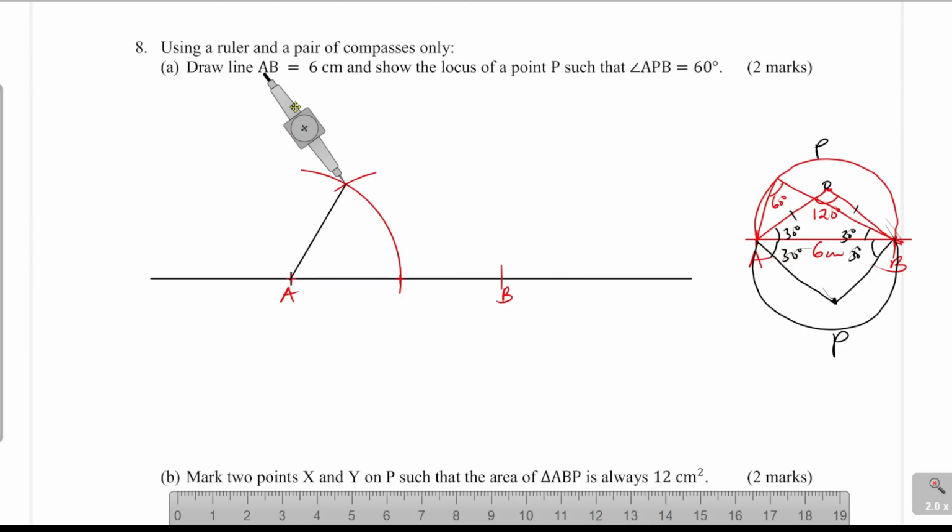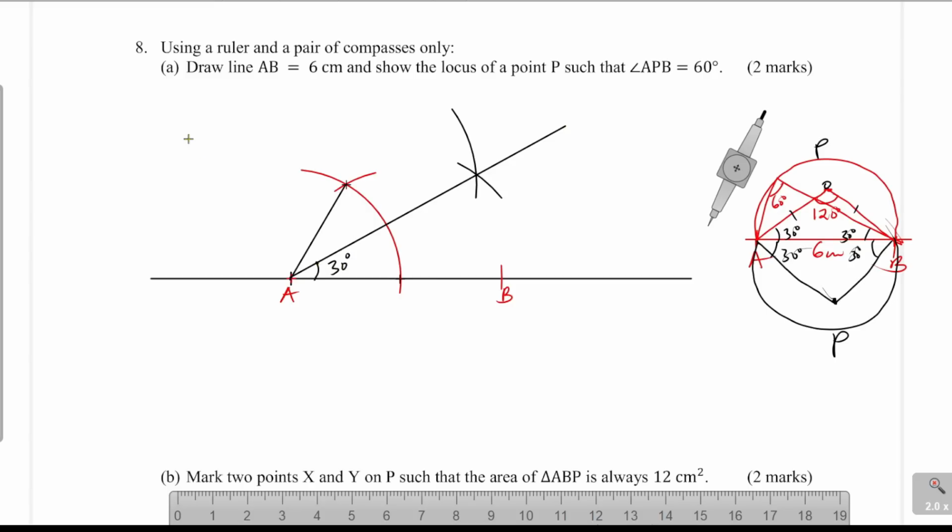So how do I bisect? I stand at this point here, arc, using any suitable radius of your choice. You can mark an arc there and then stand at this point here, then cut that arc. Then from there, you can draw a straight line from A to the point of intersection. So that angle is 30. So you've constructed 30 degrees.